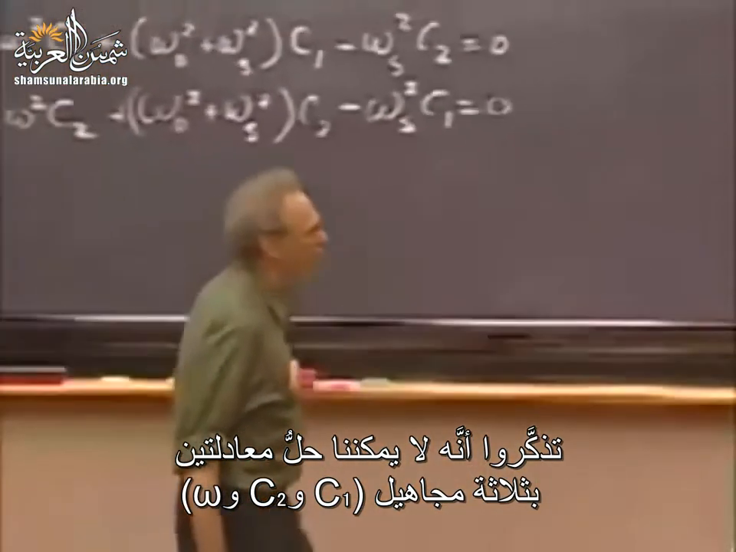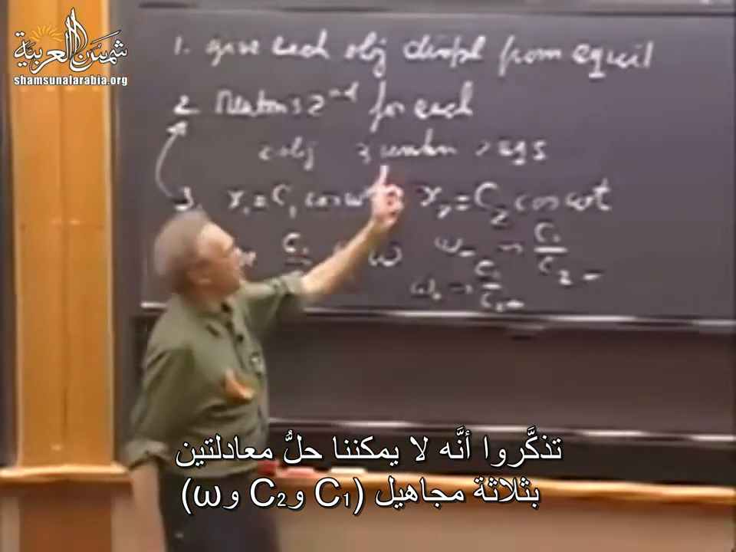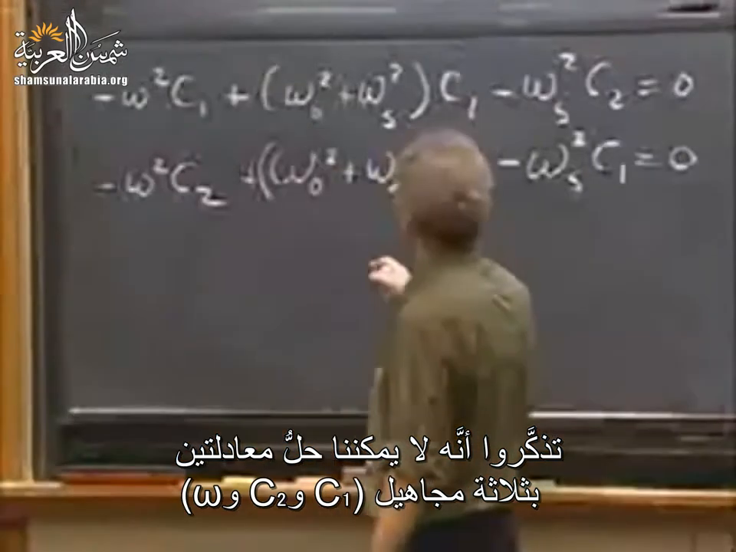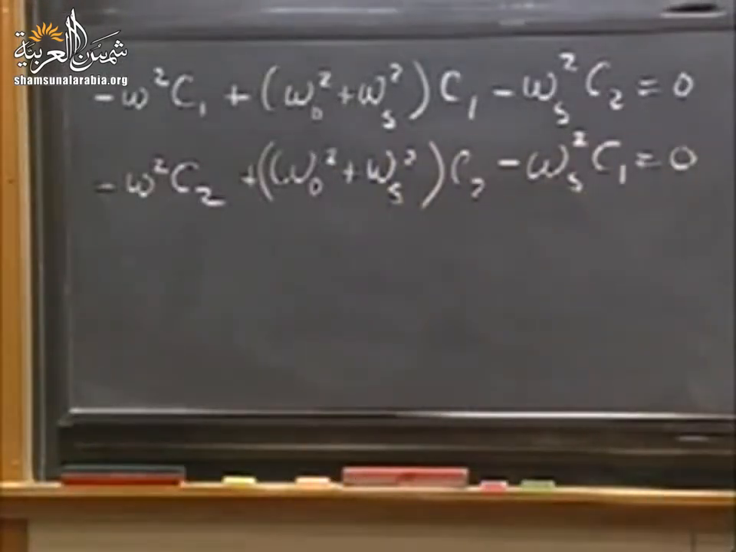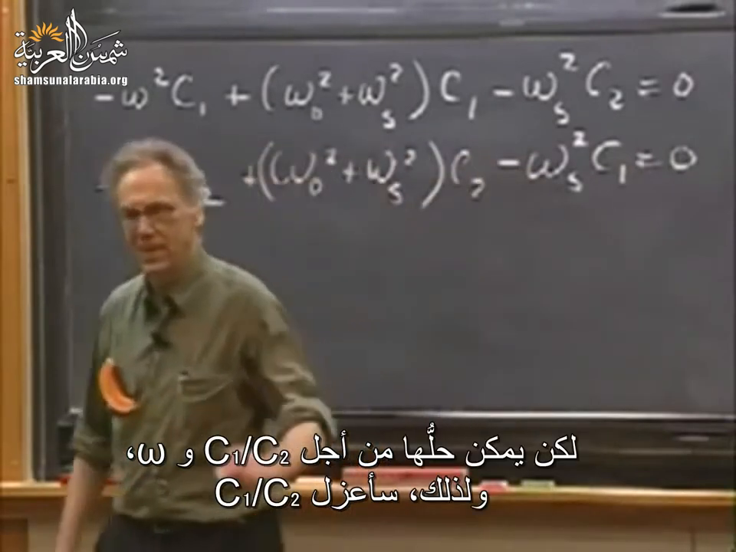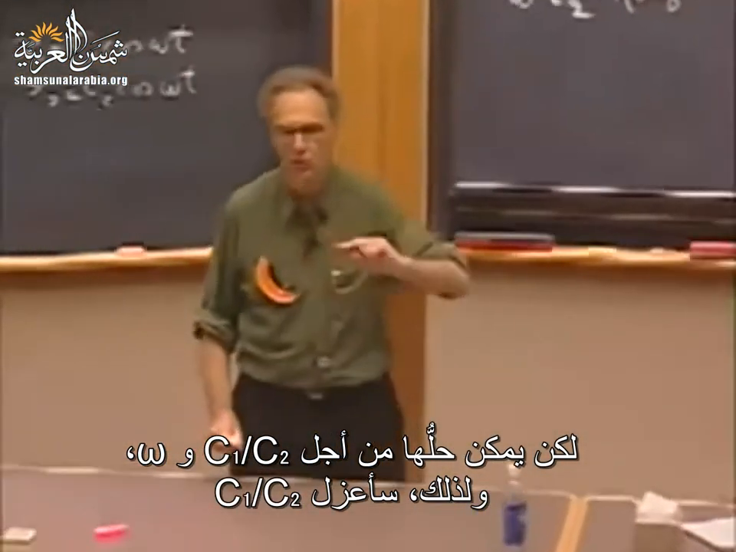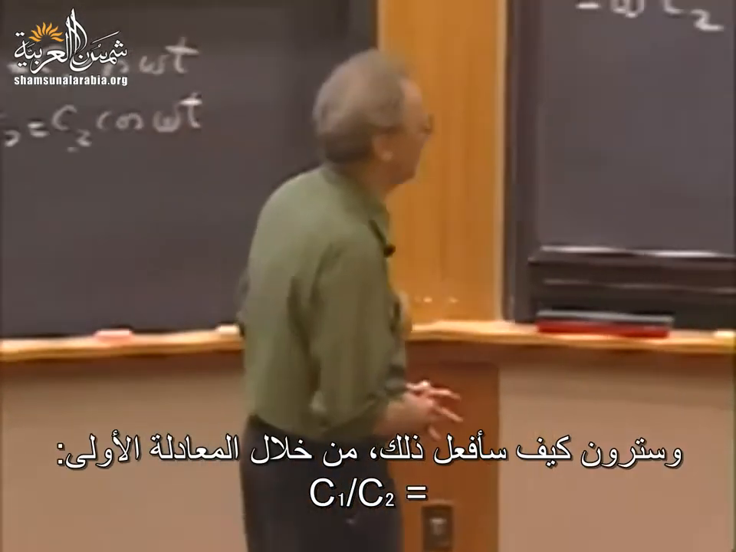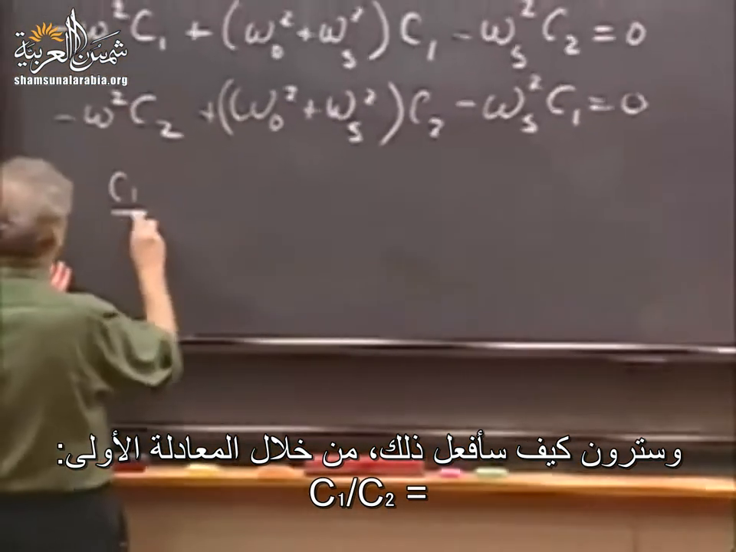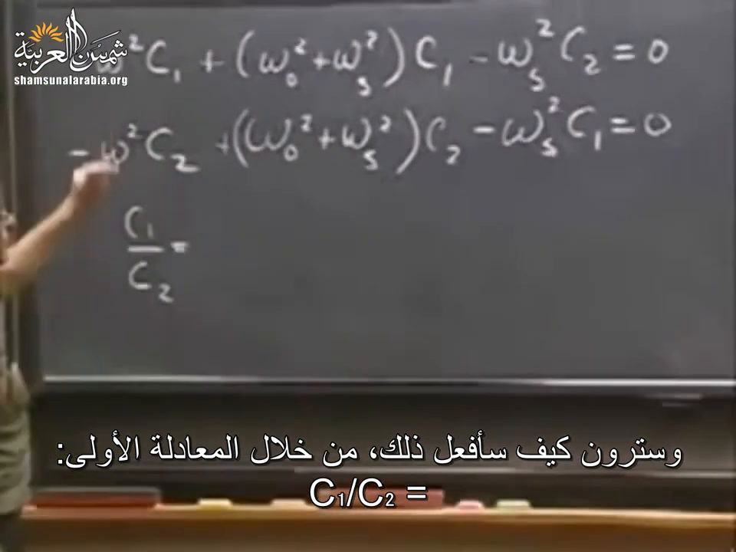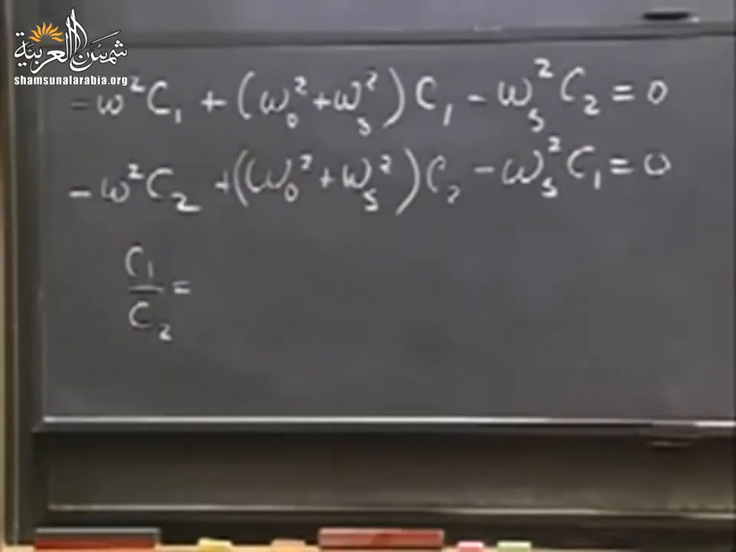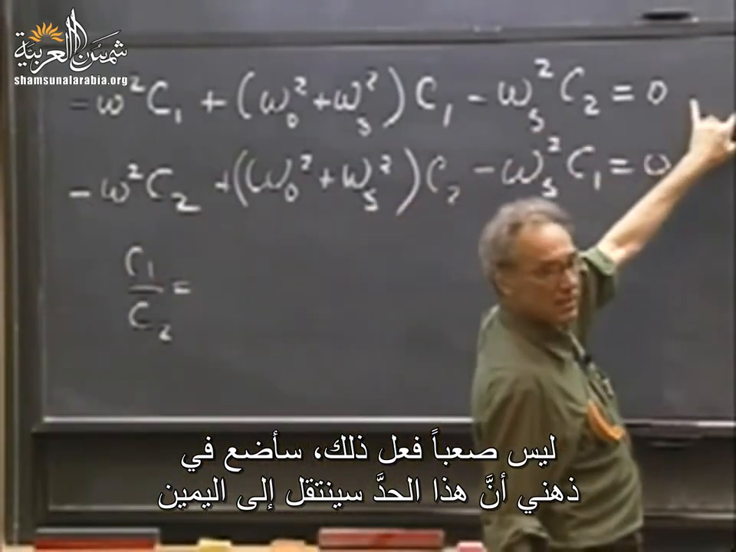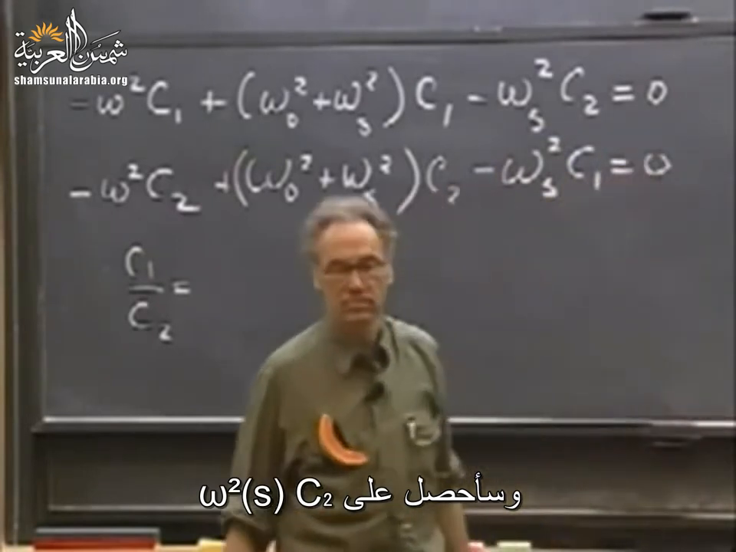Remember what I said. You cannot solve two equations with three unknowns. There's no way that you can solve for c1, c2, and for this omega, which is what you're really after. This is the omega you're after. But you can solve for c1 divided by c2 and omega. Knowing that already, I'm going to eliminate c1 over c2. And you'll see how I do that. c1 divided by c2. I go to the first equation. And this is not so hard what I'm doing. I put in my mind this on the right side. So I get a plus omega s squared times c2.